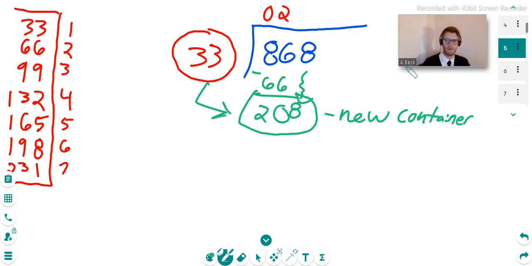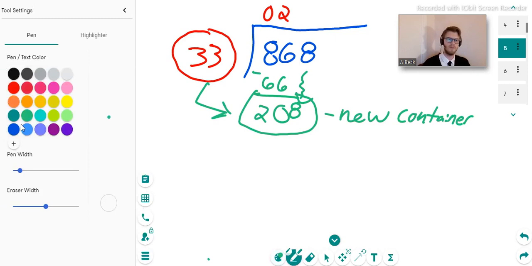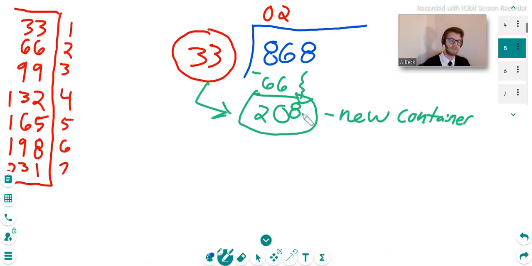Now, we already did our multiples on the side, so this is actually really easy. I'm going to go back. What am I going to do? I'll do blue here. So now I say, how many times does 33 go into 208? Because this is what we're doing. The divisor needs to go into that new dividend, that new container. 33 into 208. I'm looking at my chart. It's so obvious. It's 198.